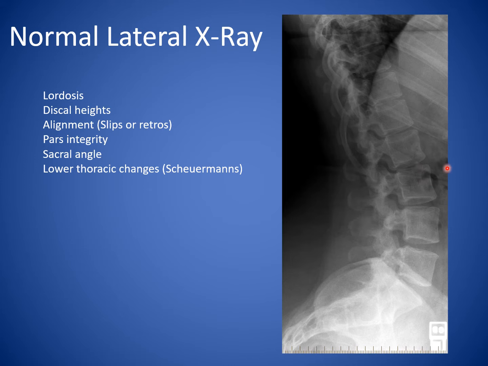The normal lateral X-ray is quite valuable. In fact, I call it the poor man's MRI because you can look at the lordosis, you can look at discal heights, you can look at alignment, whether the spine aligns nicely or whether there is a forward or aft alignment called a retrolisthesis or an anterolisthesis. You can look for pars integrity, you can look for the sacral angle, and you can look in the lower thoracic spine for Scheuermann's type changes, which we'll discuss later.